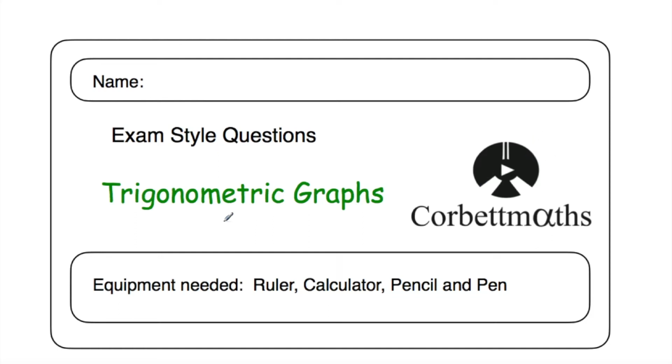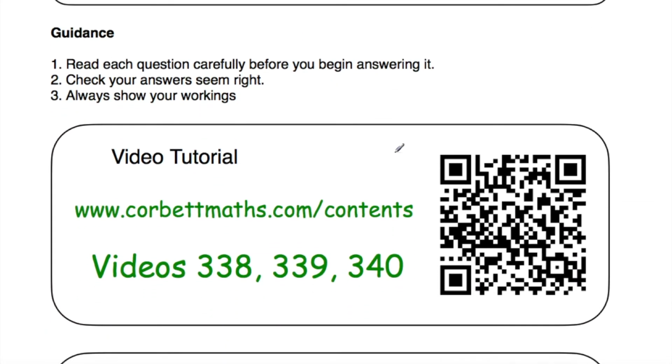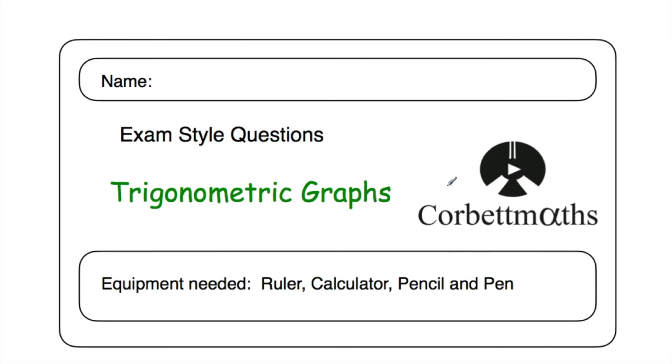In this video, we're going to look at the video solutions to the Corbettmaths practice questions on the trig graphs, or trigonometric graphs. If you need any extra help on the trig graphs, go to Corbettmaths and go to the videos and worksheet section and scroll down to video numbers 338, 339 and 340, and you'll see video tutorials on the cosine graph, the sine graph and the tan graph. Alternatively, you can scan this QR code. But in this video, we're going to focus on the video solutions to the practice questions, so let's get started.